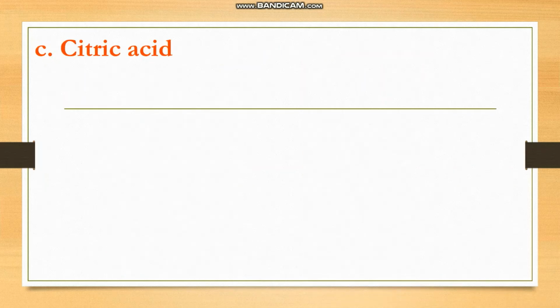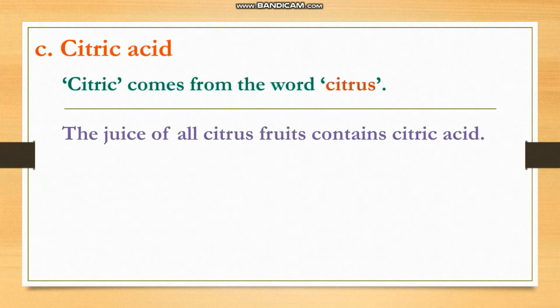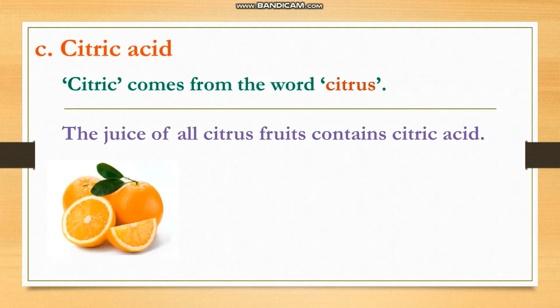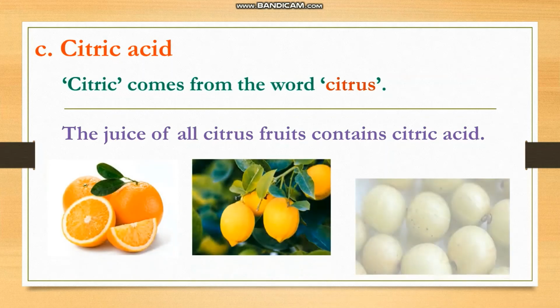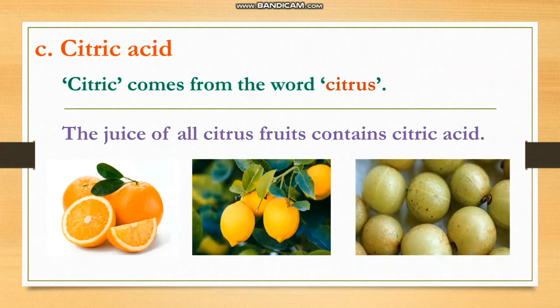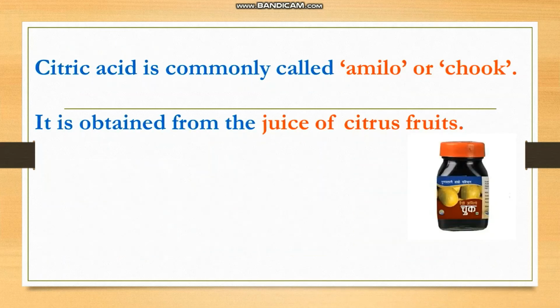So, the next chemical that we'll be talking about is citric acid. So what exactly is citric acid? The word citric comes from the word citrus. The juice of all the citrus fruits contains citric acid. Orange, lemon, amala, these are examples of citrus fruits. So C for citrus, and C also stands for vitamin C because these all contain vitamin C.